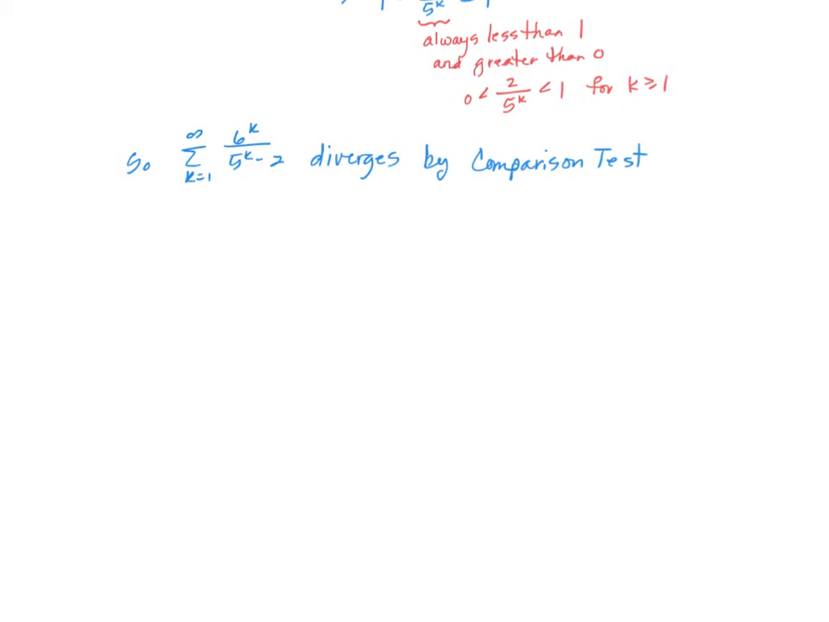So again, find a similar series that you can easily determine whether it diverges or converges, and then show the inequality. Let's try another one. Example B, we're looking at the series natural log of k over k to the 4th. All right, so my a sub k is equal to the natural log of k over k to the 4th.